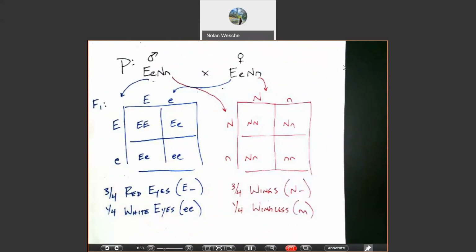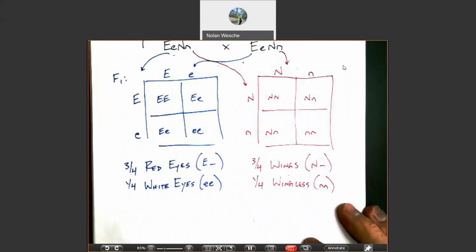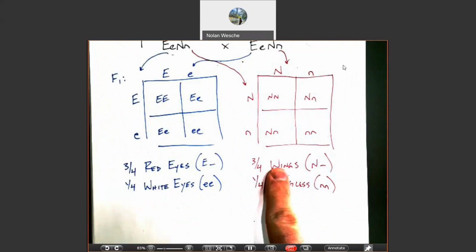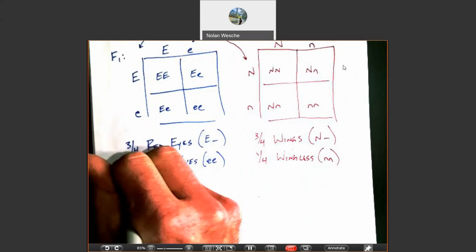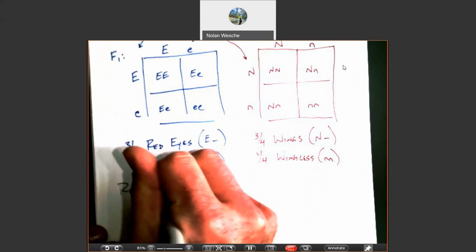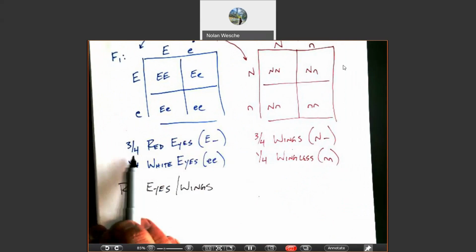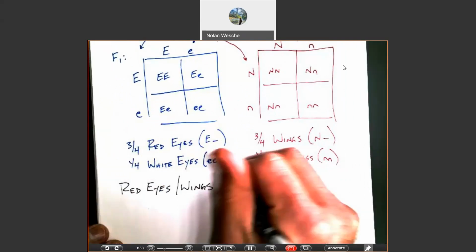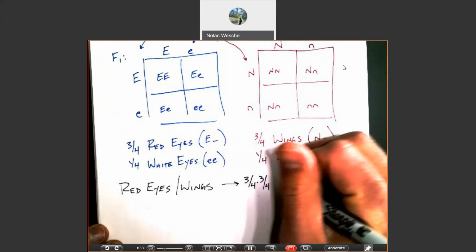Now, how do we go about figuring out what the ratio of the offspring is for the phenotypic ratio? What we have set up here is a nice system that we can use just to start multiplying these fractions. So, how many have red eyes and wings? We're just going to multiply the red eye fraction 3/4 times the wing fraction 3/4. So 3/4 times 3/4 gives us 9/16.